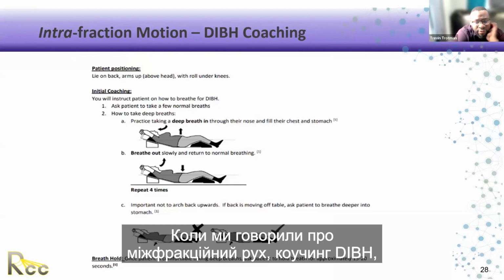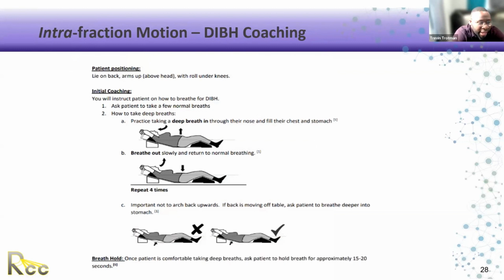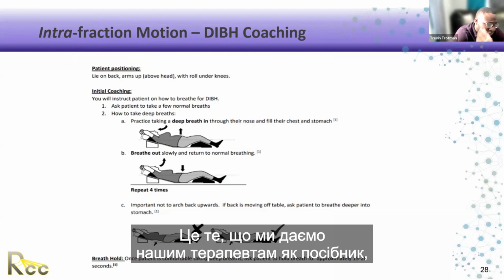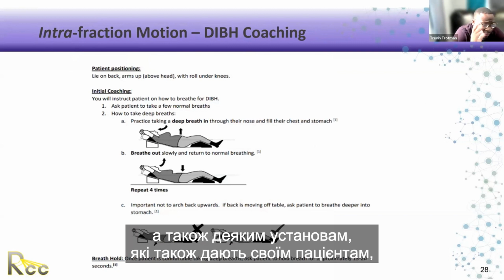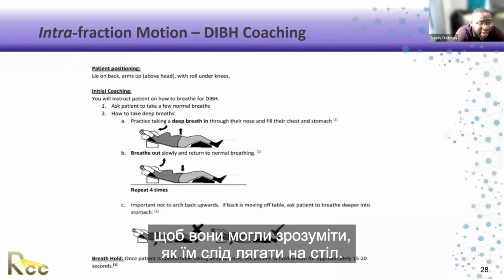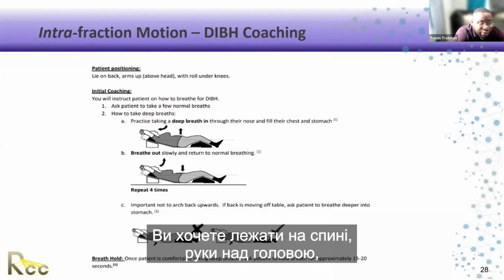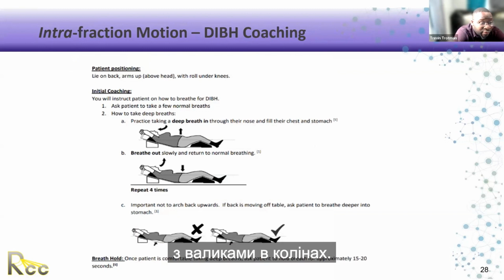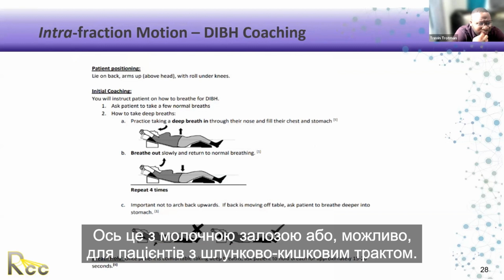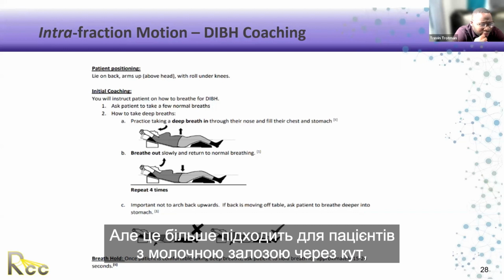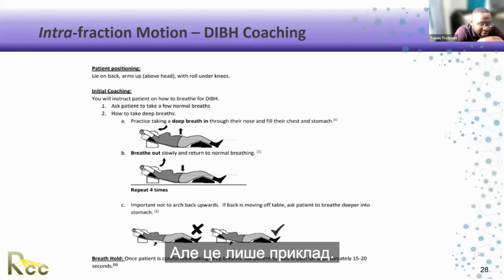When we talked about interfraction motion, DIBH coaching, this is something we touched on earlier. This is what we gave our therapists as a guide, and some institutions will also give it to their patients, so they can understand how they should be lying down in reference to the couch. You want to lie on your back with arms above the head, with rolls under the knees. This one is maybe for a breast patient or possibly a GI patient too, but it's mainly for a breast patient because of the angle this patient is on. But this is just an example.